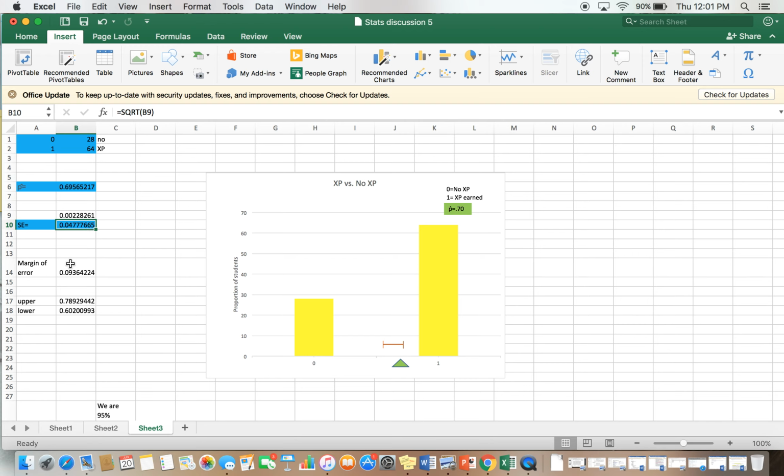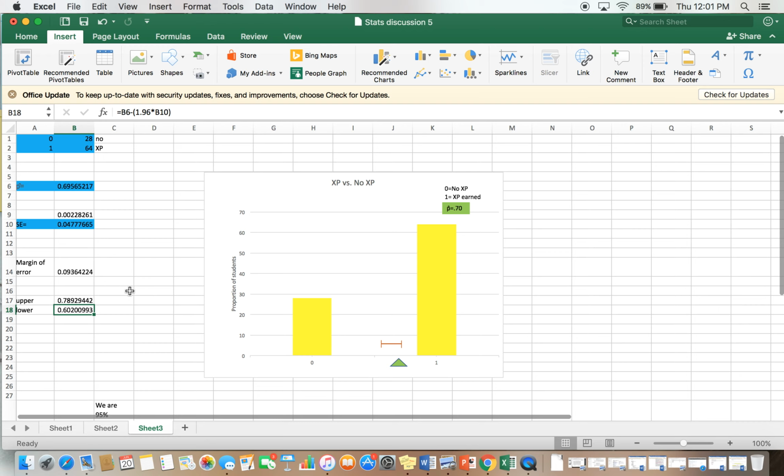Then for the margin of error, this is what I was jumping ahead to. Up here, I just took our standard deviation of the sample population and multiplied it by 1.96 to get about 9%, or 0.09, of a margin of error. Using all this information, once again, I calculated the upper and lower limits of our confidence interval. I took our p plus 1.96 times our standard deviation, and then our p minus 1.96 times our standard deviation. From there, we get about 0.79 and 0.60.